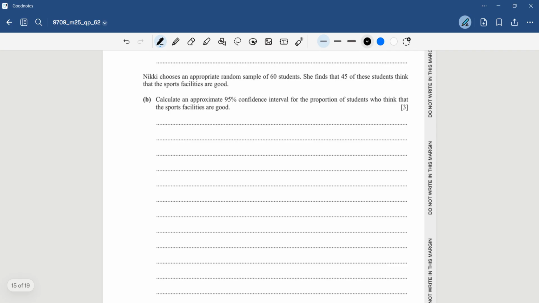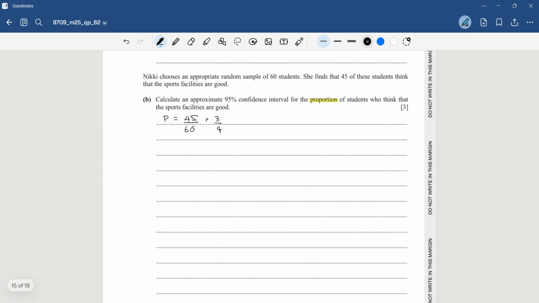Nikki chooses an appropriate random sample of 60 students. She finds that 45 of them think the sport facilities are good. So this is actually a proportion. Okay, calculate an approximate 95% confidence interval for this proportion. This question is actually about proportion, you can read it from here itself. So the question is a proportion of those who think the sports facilities are good. So here my P will be 45 over 60, which will be 3 over 4.